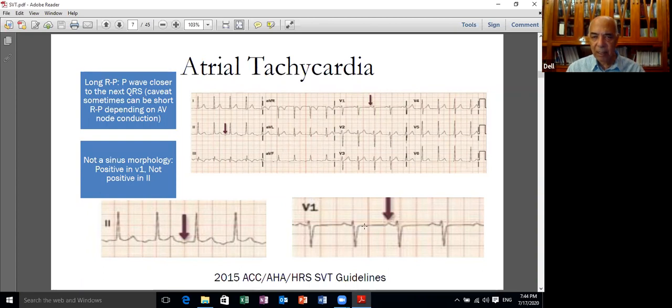Under these circumstances, the atrial tachycardia will be associated with first-degree AV block, which results in prolongation of the PR interval and the shortening of the RP interval.